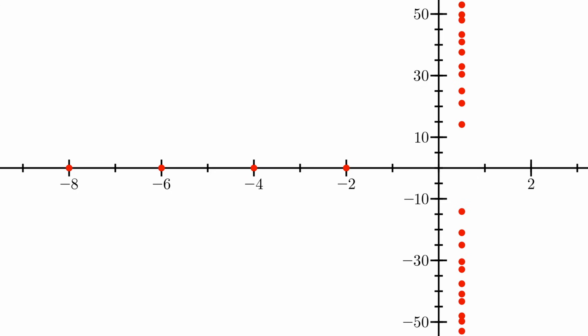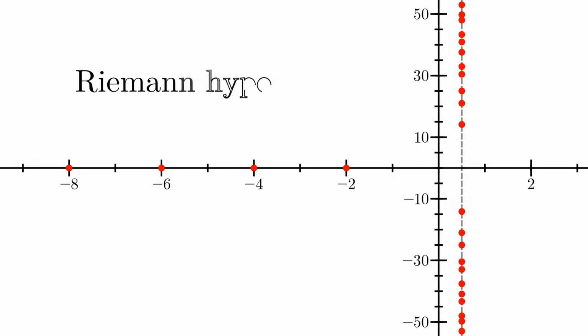However, this graph definitely suggests that they all lay on the same vertical line. Riemann was able to show that the real part of this zero was exactly 1/2. And Riemann wrote in his paper that he believed it was likely that all non-trivial zeros of the zeta function had real part exactly equal to 1/2. That is, all the non-trivial zeros of the zeta function lay exactly on this vertical line. This innocent claim has become known as the Riemann hypothesis.